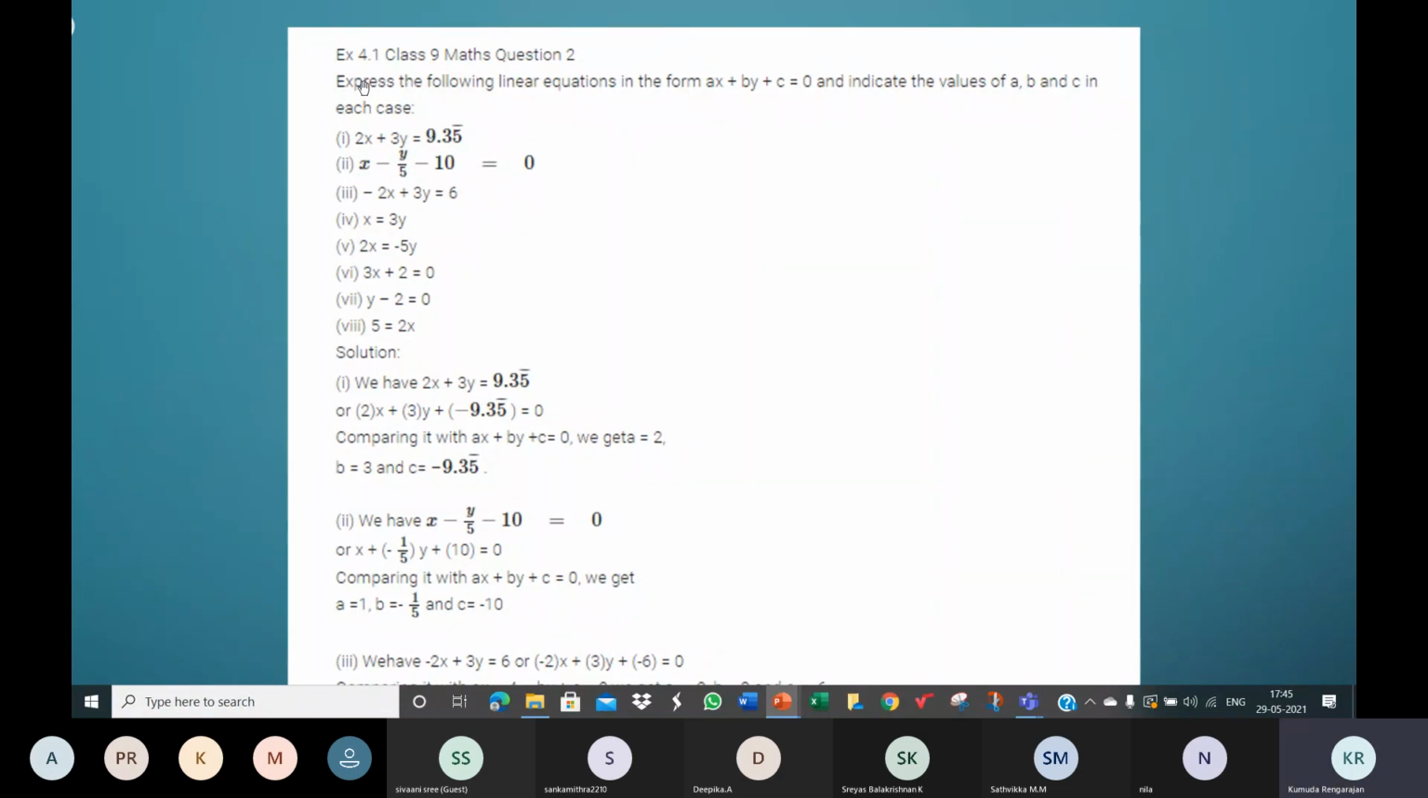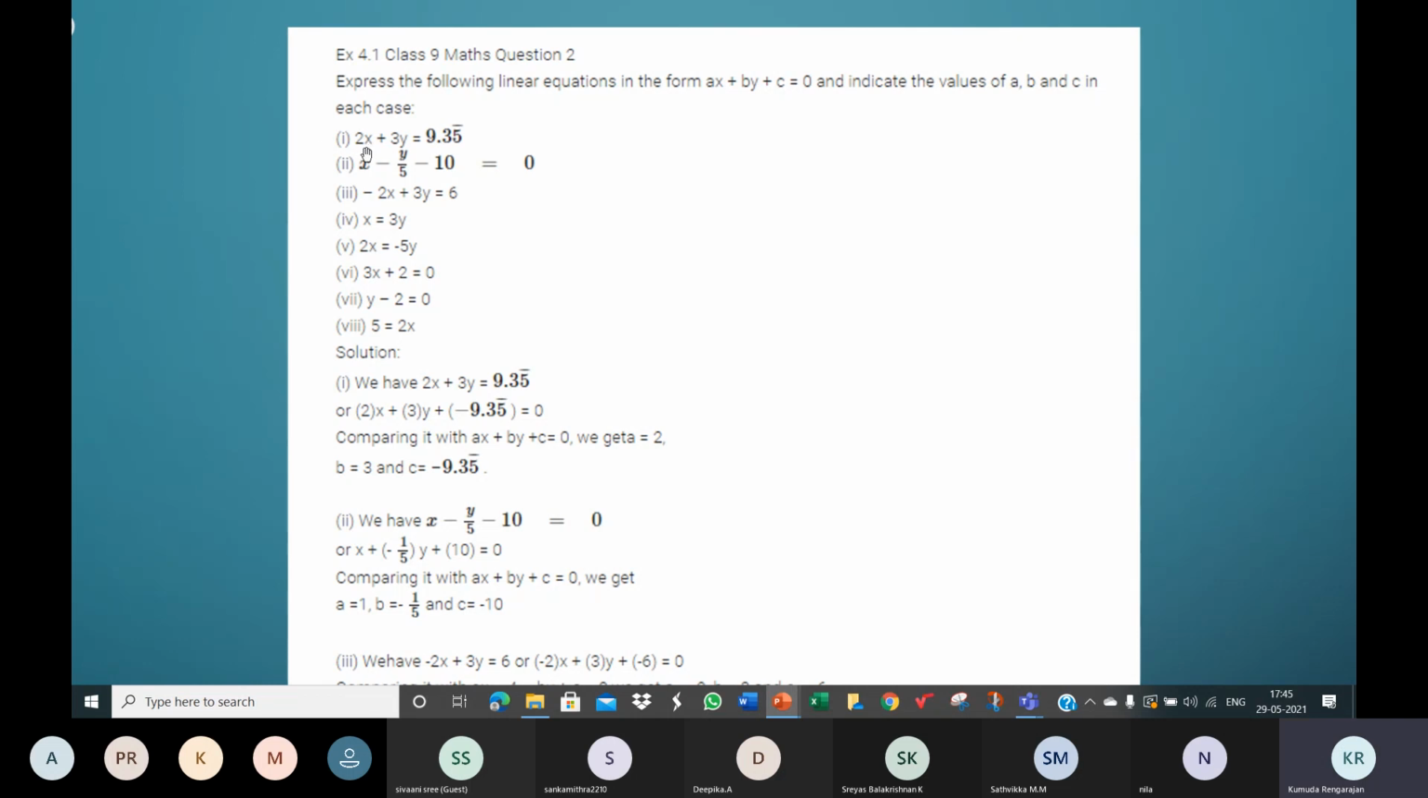So here we have 8 equations given to us, from 1 to 8. We need to first write them in the standard form, ax plus by plus c is equal to 0. And after writing them in the standard form, we need to bring out the values of a, b, and c. Let's do 1 or 2 for example, children.